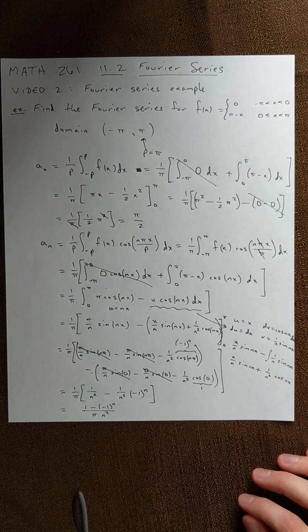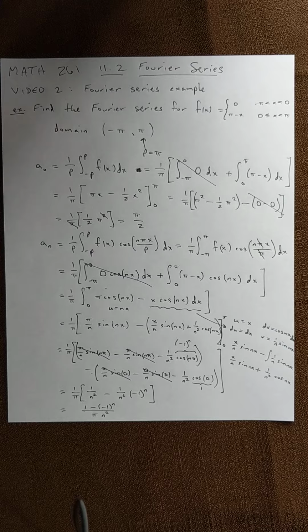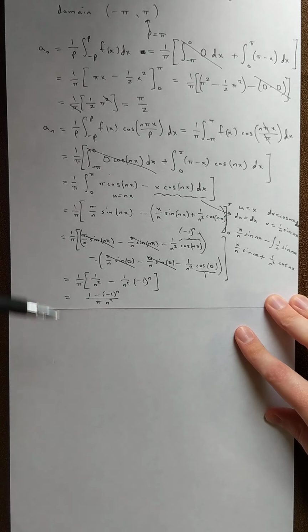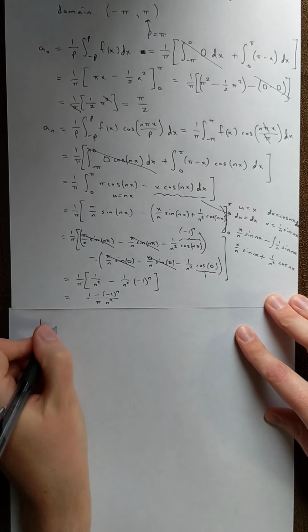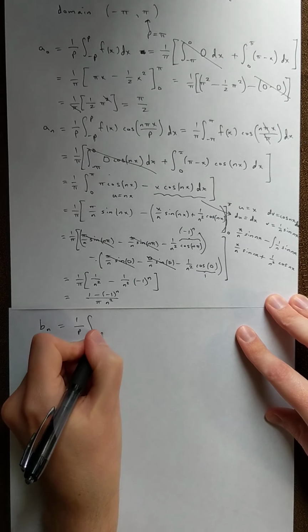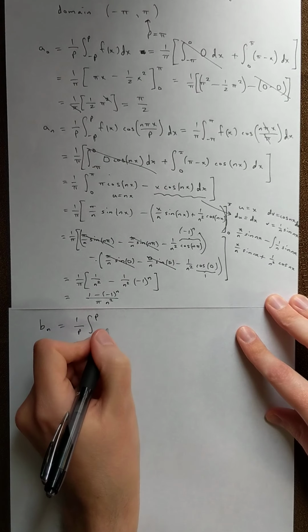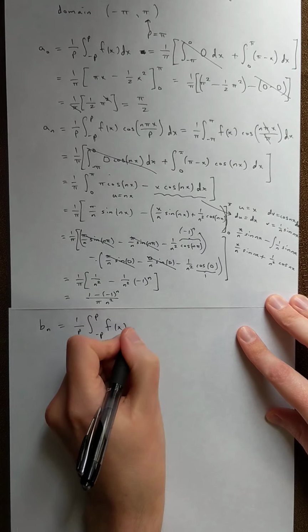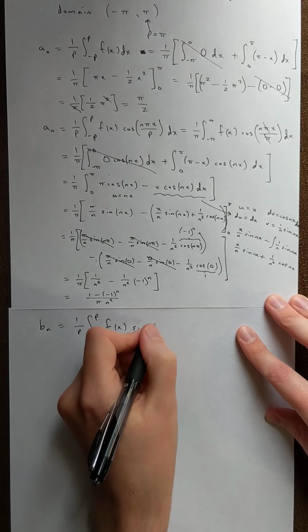Okay, let's pause and get a new piece of paper. Okay, coming back, we've found a0 and an. We still need to find bn, which is going to be defined the same way. It's an integral of f of x times sine instead of cosine.